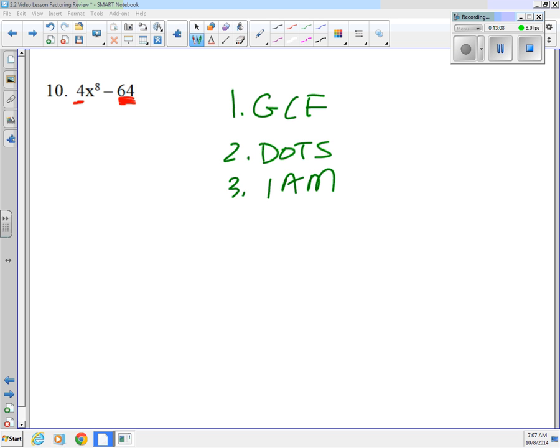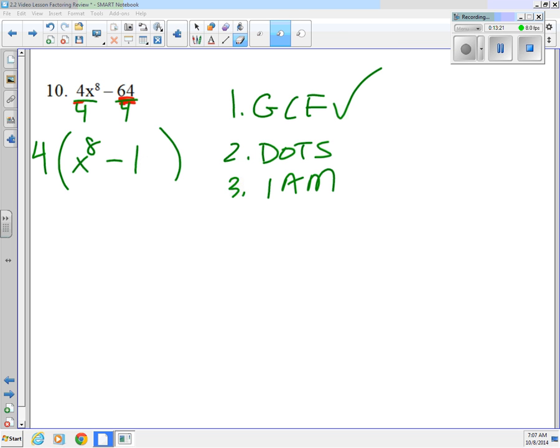I have a GCF of 4, and I hope we see that. So that 4 can come out, divide each of these by 4, and I get x to the 8th minus 16. Check. Now, I look and see, oh, inside the parentheses here, I have a dots problem. So now we have to think about this for a second.